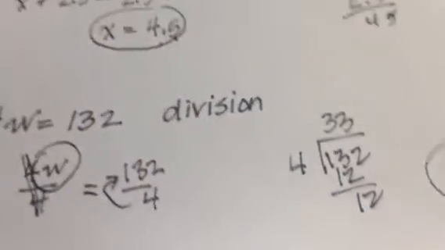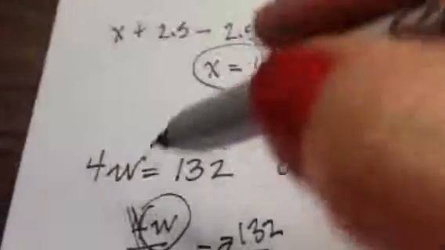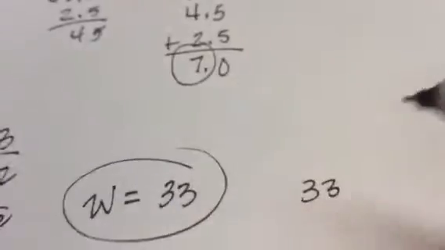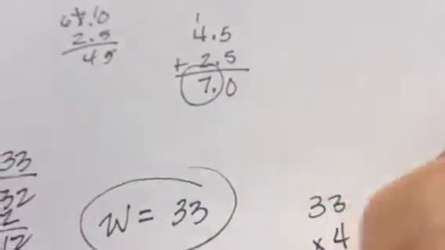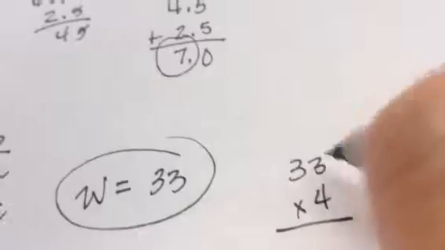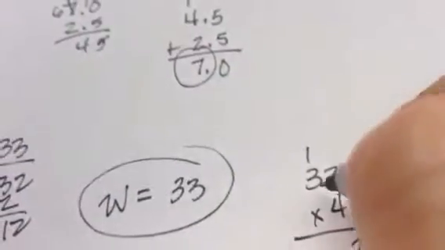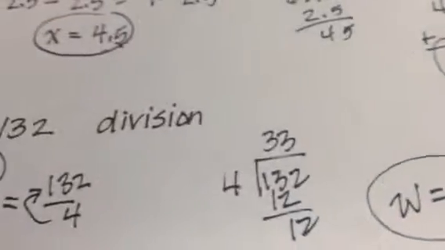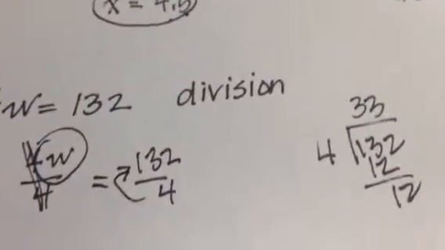Bam. 33. Now, what if I didn't believe that? Let's put 33 in place of that w. 33 times 4. Will that turn out to be 132? This is so exciting. Okay, 4 times 3 is 12. 4 times 3 is 12. Plus 1 is... we are so smart. I can hardly stand ourselves.